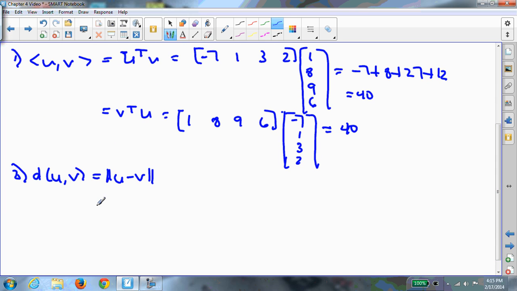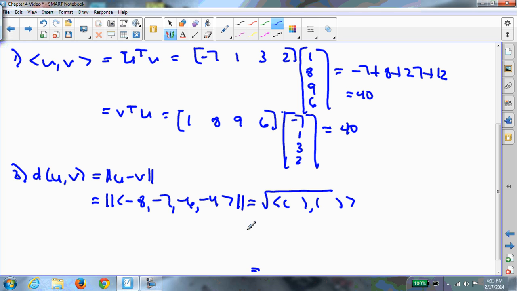So if I subtract my u and v vectors, I'm going to get something like negative 8, negative 7, negative 6, and negative 4. And then to find the magnitude of that, I'm basically going to do the vector dot itself and then square root it. So square root of 64 plus 49 plus 36 plus 16. And I believe this is equal to the square root of 165.